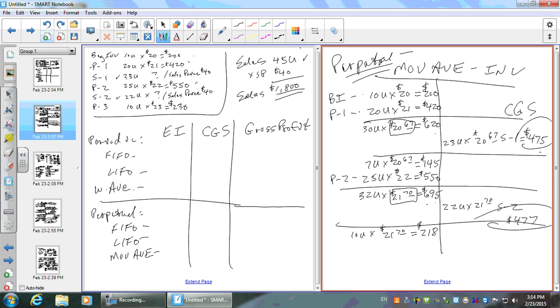Okay, now what happens last? Purchase 3. How many? 10 units. That's going to give us our 20 units. What did they cost? $23. What's that, everybody? 230. What's the total we have now? 448. That's my ending inventory.